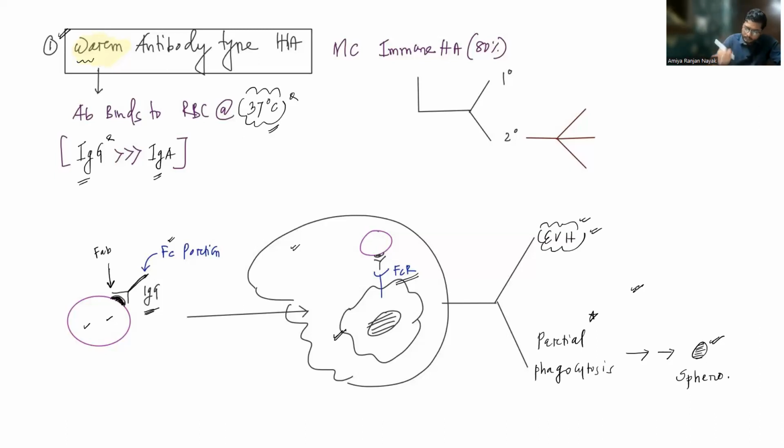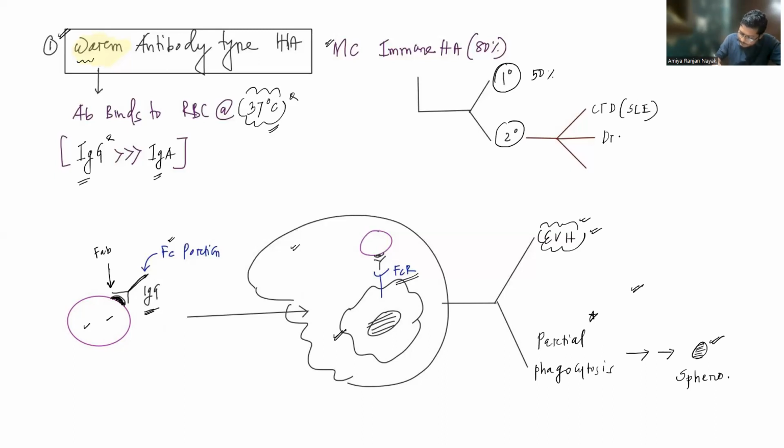Now remember, most of these cases are actually idiopathic. That means they are primary. Around 50% of these cases are primary, but some of the cases are secondary also. I mean, you will have some other disease condition that is causing the formation of anti-RBC IgG antibodies. For example, connective tissue disorders, classically SLE.